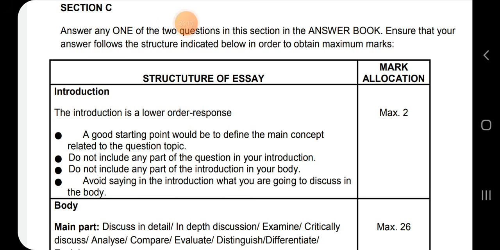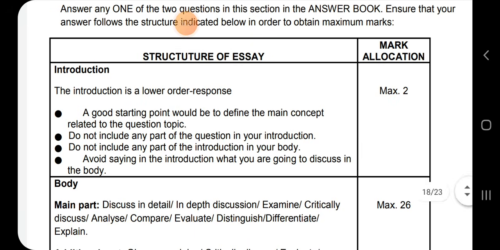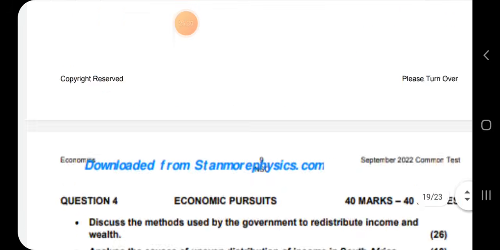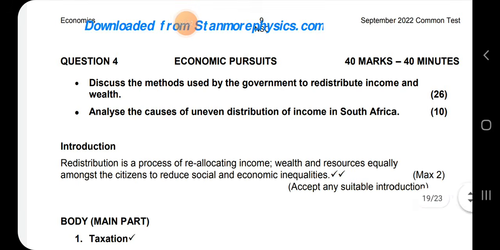So with an essay question, this is the structure of the essay. Introduction is a lower order response. So a good starting point with the introduction is to start with defining the concept. So if you just check the question: discuss the method used by the government to redistribute income.